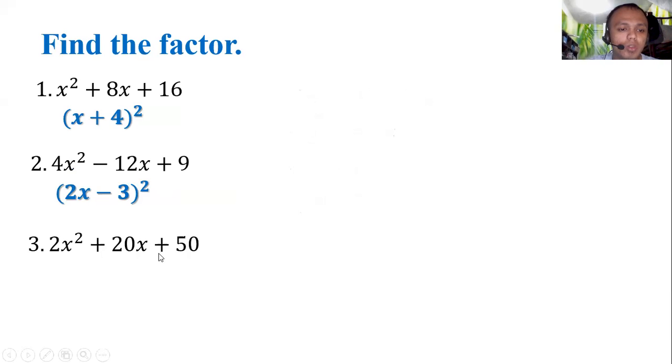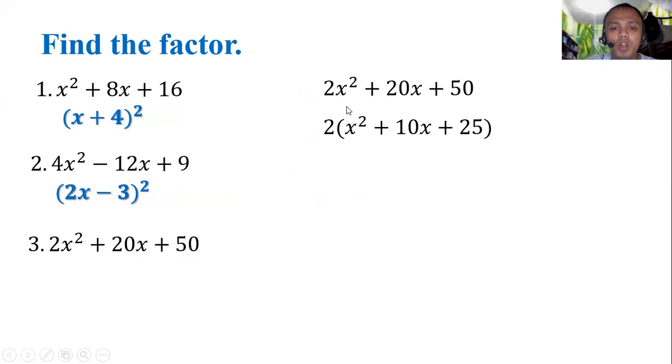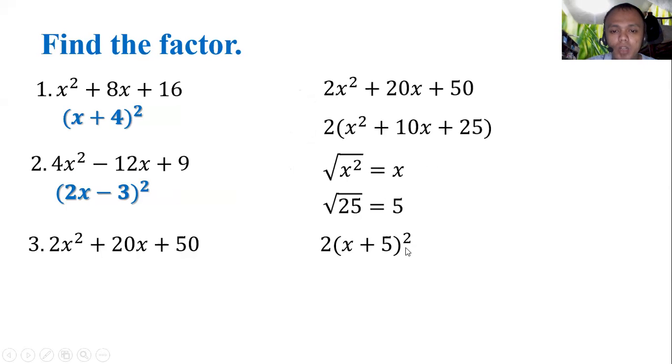Next, 2x squared plus 20x plus 50. Again, 2 is not a perfect square, so let us factor it out. Let us take out 2. What remains inside is x squared plus 10x plus 25. And then get the square root of x squared, we have x. The square root of 25, we have 5. Then enclose in parentheses, we have x plus 5, plus because of the middle term. Then enclose in parentheses, raised to 2. And then the 2 that we factored out, let us add it outside. So the factors are 2 times x plus 5 squared.